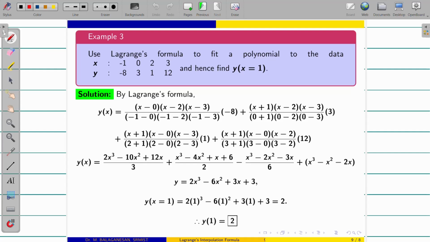In the next video, I will give you some different problems under the inverse interpolation concept, Lagrange's inverse interpolation.